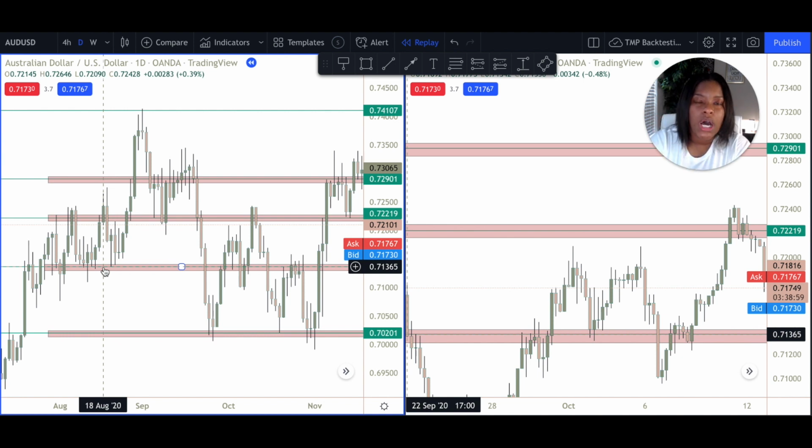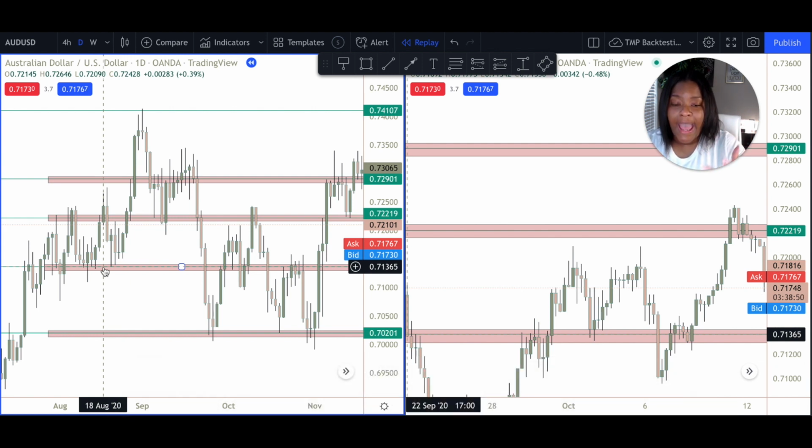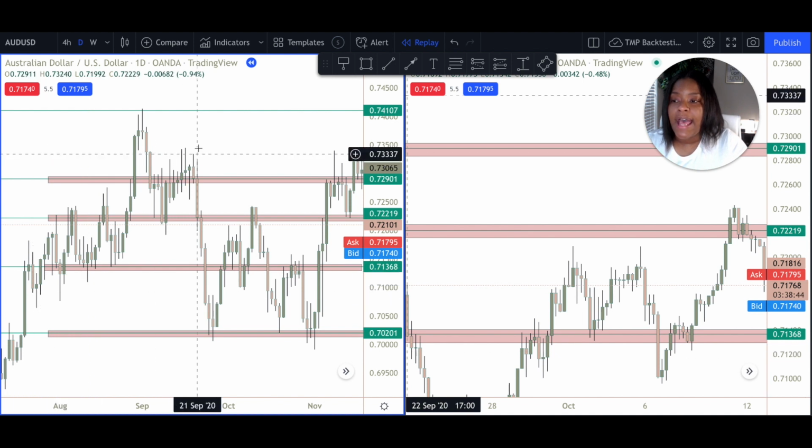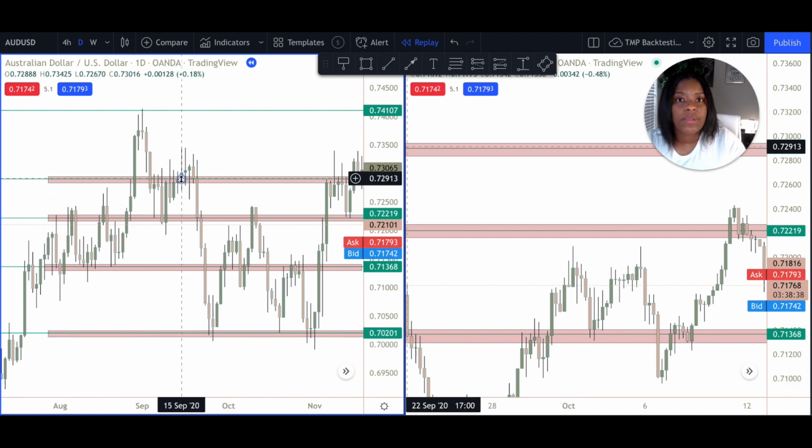Now let's talk about the cons for just a quick second. I think a con with support and resistance is you don't see trend, meaning you have yet to separate trend from the buyers and the sellers. All you see are levels. If I were to ask you what is the trend here, could you separate it from support and resistance? If I asked you what was the trend here, what was the cycle? Are we reversing? Are we retracing? Is this a pullback? Is this trend continuation?